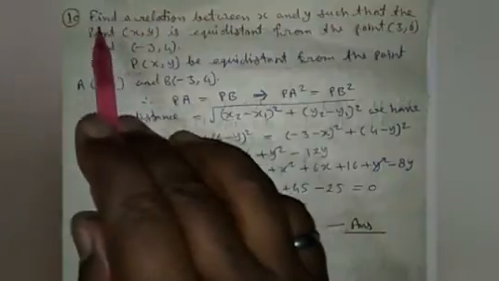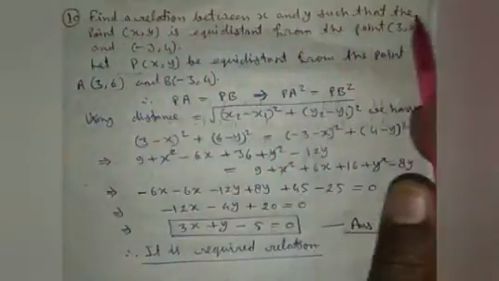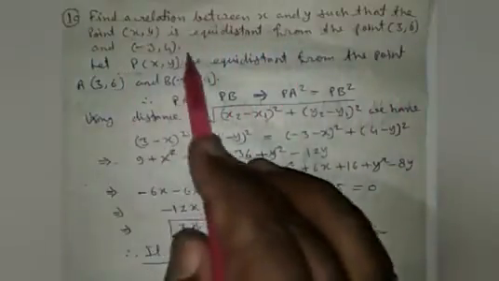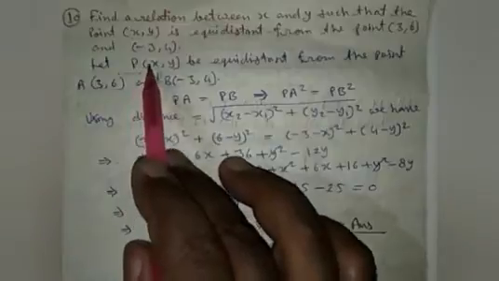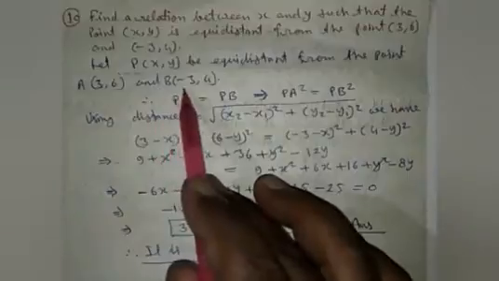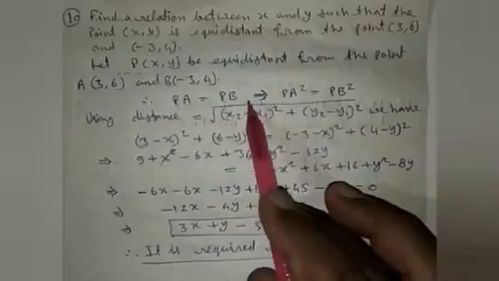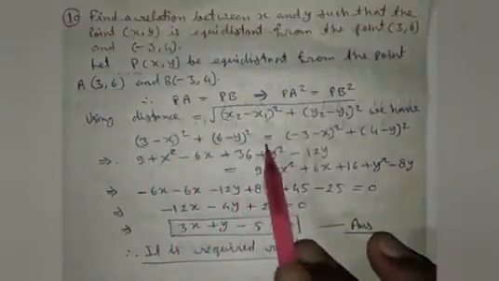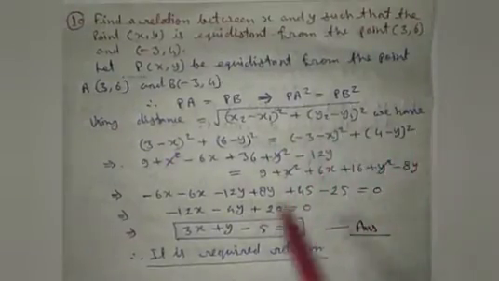In question number 10, find a relation between x and y such that the point (x, y) is equidistant from the points (3, 6) and (minus 3, 4). Let point P (x, y) be equidistant from the points A (3, 6) and B (minus 3, 4). Hence PA is equal to PB, that is PA square is equal to PB square. Now using the distance formula, we have (3 minus x) whole square plus (6 minus y) whole square, that is equal to (minus 3 minus x) whole square plus (4 minus y) whole square.